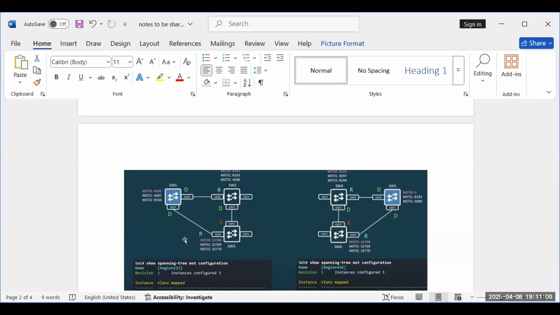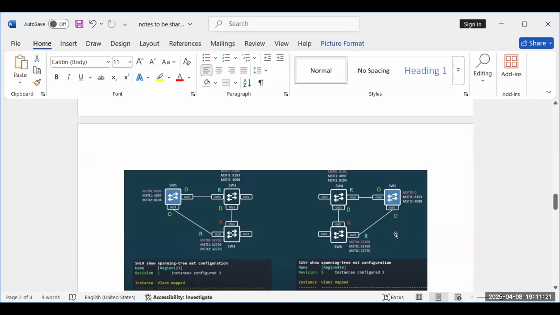If we are not configuring the MST configuration, or any HSRP or VRRP configuration, and some redundancy and load balancing is not done at the core level, then there would be a huge impact. So MST configuration can be applied, or you can also configure HSRP.